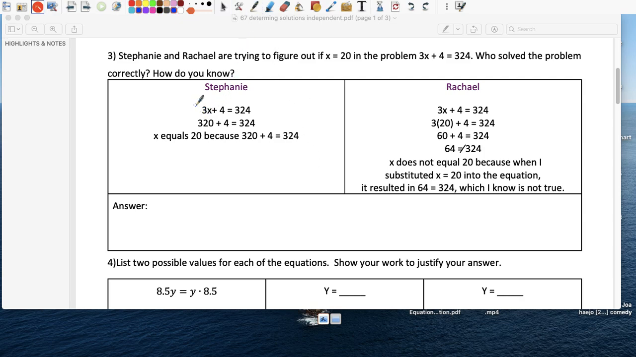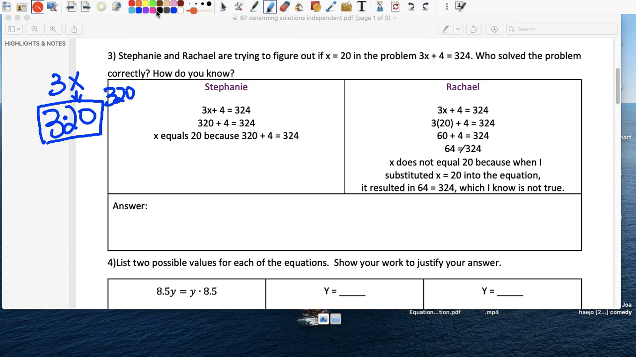Mira qué Stephanie hizo. Stephanie, she put x, she changed, right? Ella cambió el x por 20. Pero she did it like this. So this was what it was. 3x, and then she put a 20, but she forgot to multiply. Ella se olvidó de multiplicar 3 por 20. Ella transformó, she changed 3 times 20, y lo hizo 320.